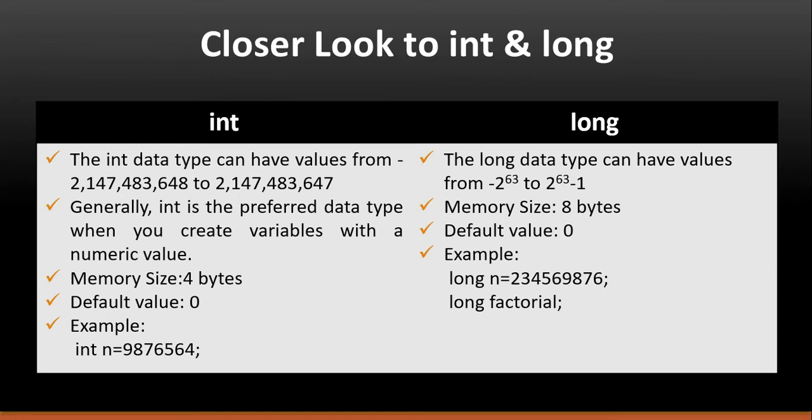If you have very large value, then you can go for long data type. You can see this is what the range of long data type. The memory size required for long data type is 8 bytes and the default value for it is 0. For calculating factorial of a large number, we can't go for byte, short or int. We have to use long data type.